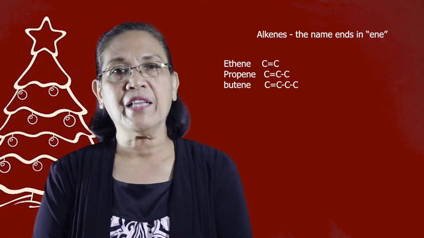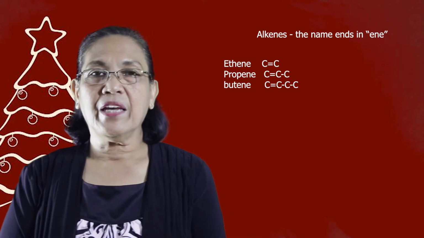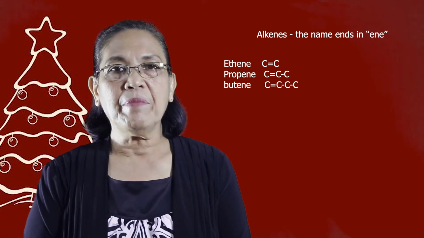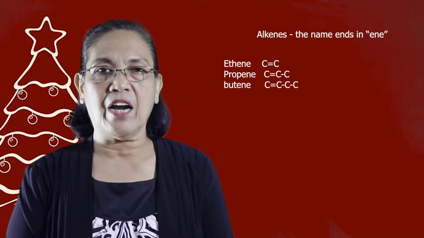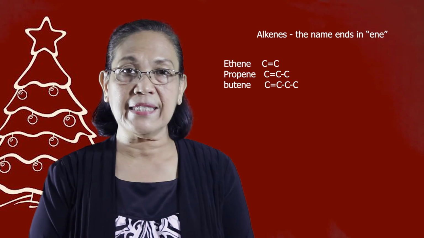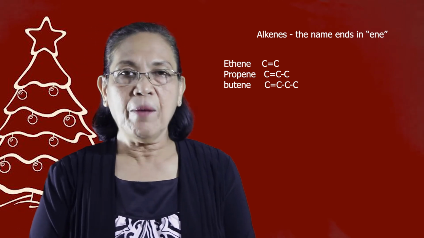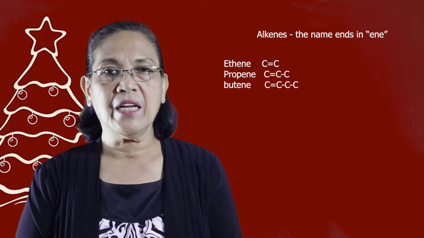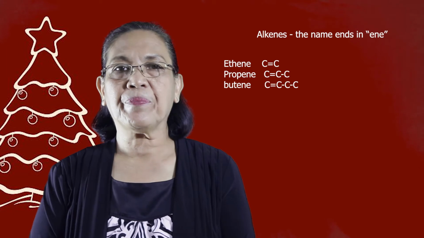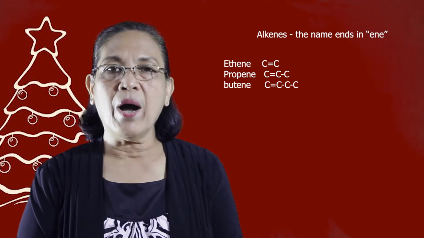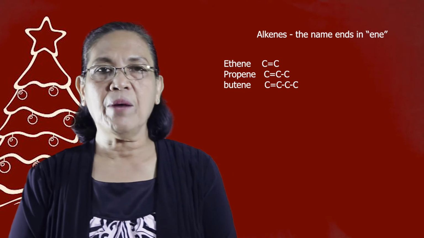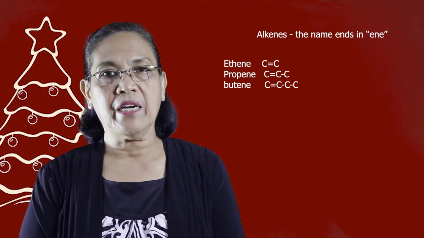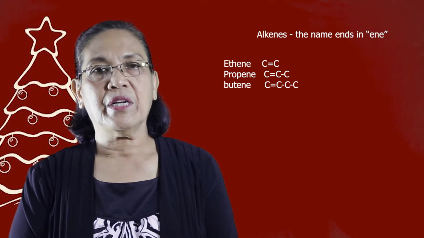If there are 6 carbon atoms, it is called hexene, if the double bond occurs at the first carbon. But if the double bond occurs at the second carbon, it is called 2-hexene. Now, if the double bond occurs in the third carbon atom, it is called 3-hexene. Otherwise, this is also called symmetrical hexene. Why? Because at the left of the double bond, you have 3 carbon atoms, and at the right of the double bond, there are also 3 carbon atoms.